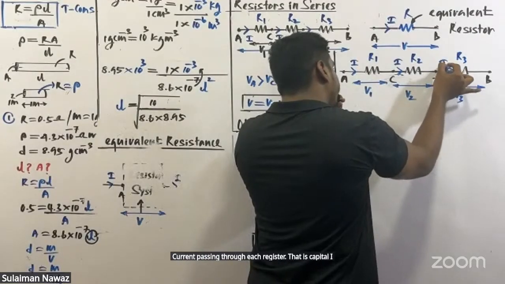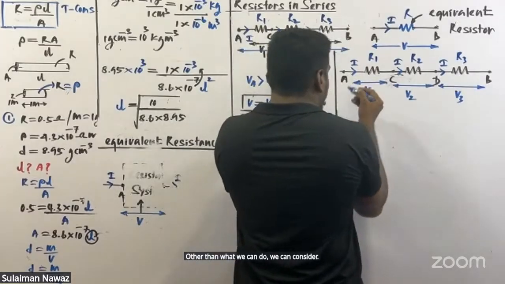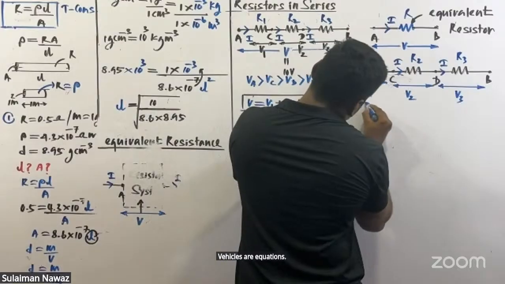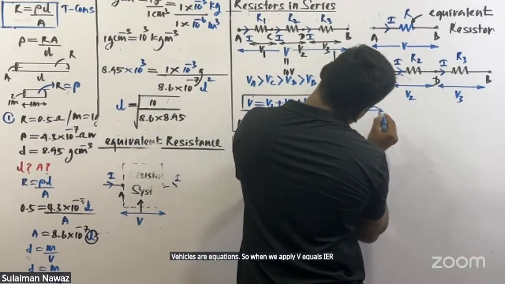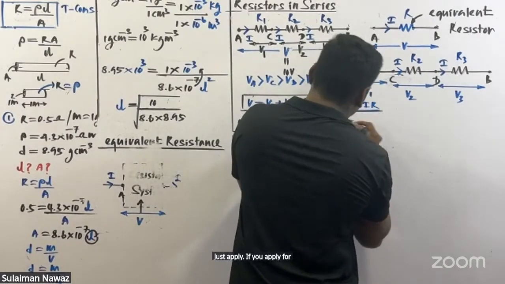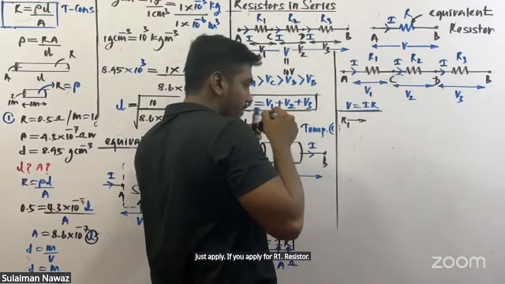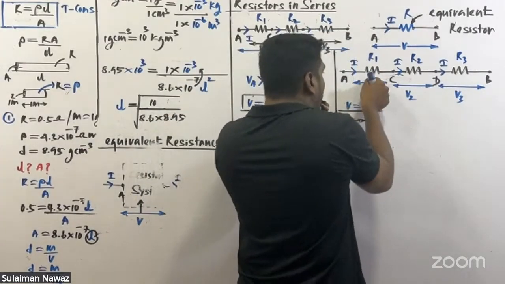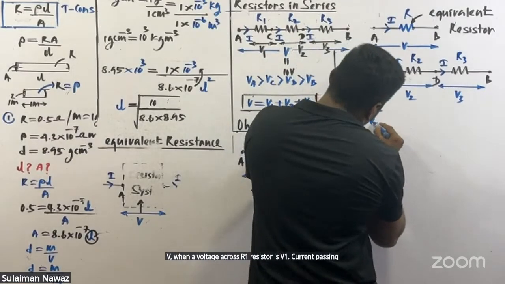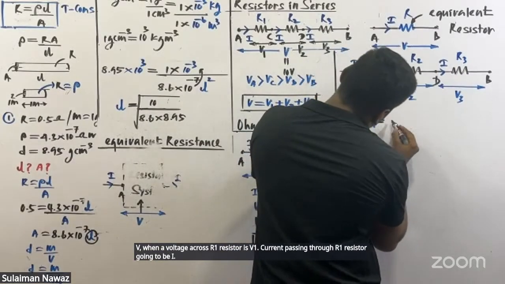Then what we can do? Now we can consider each resistor and apply the equation V equals IR. If we apply it for the R1 resistor, the voltage across R1 is V1, the current passing through R1 is I, and the resistance is R1, so V1 equals IR1.